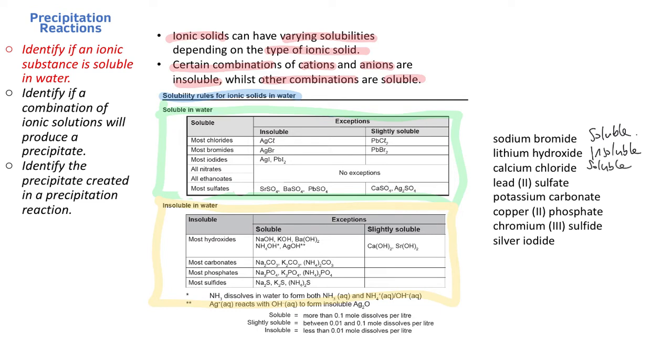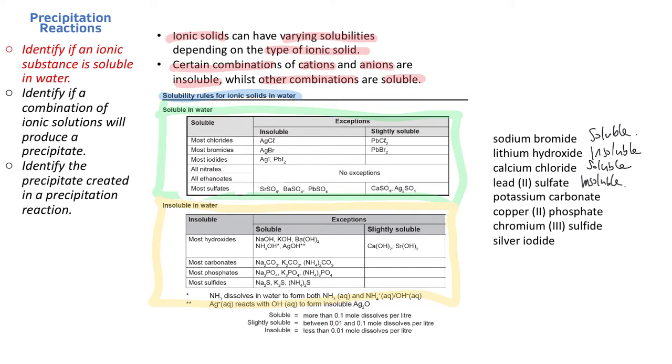Let's have a look at the next one, lead sulfate. We look at the sulfate part, the anion. The sulfate anion is here, and then we look if lead is an exception. Looking here, lead sulfate is an exception. Because it's an exception, it's not going to be soluble, it's actually going to be insoluble.